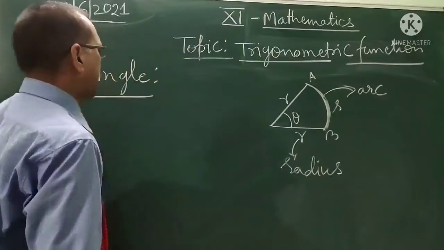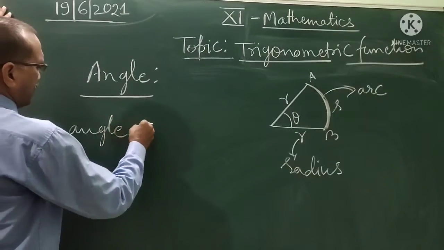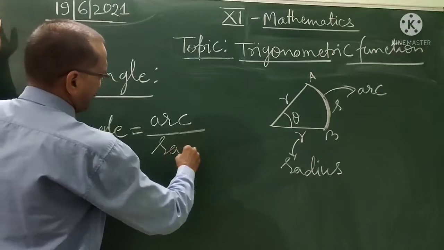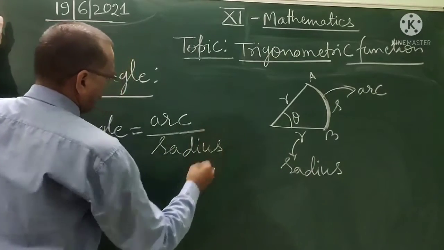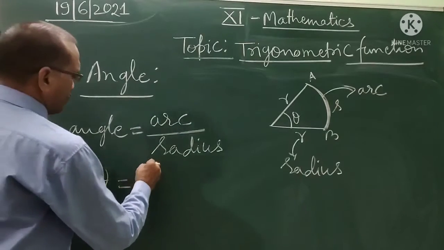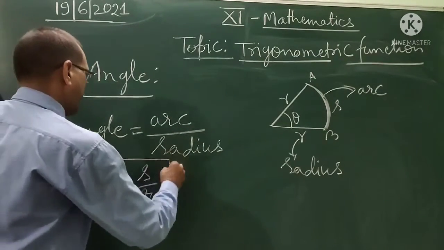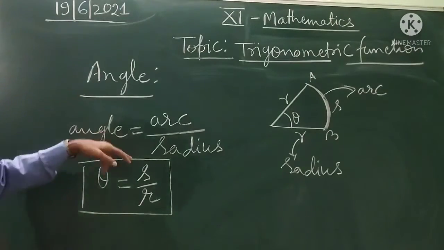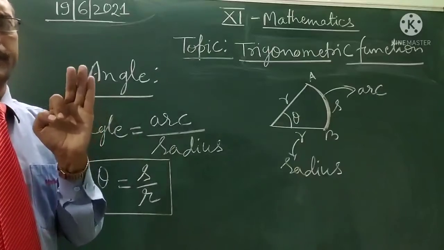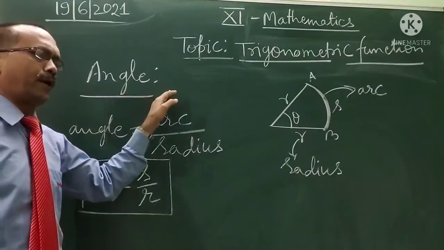Then angle is defined as arc over radius. The angle is denoted by theta. Theta equals S upon R, where S is the arc and R is the radius. The angle is measured in two ways. So let us come to the unit of angle.